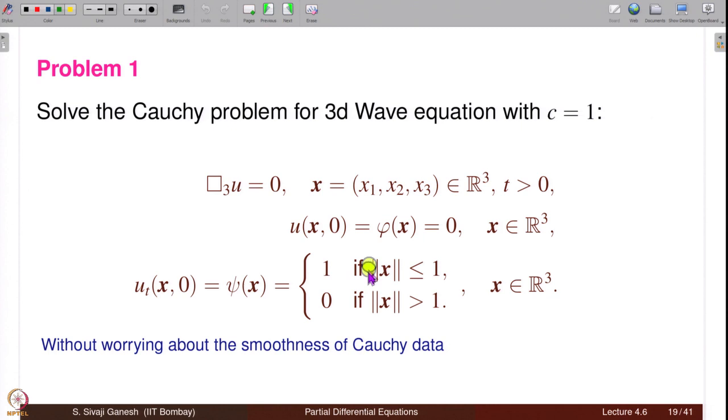So, as before, as we did for the wave equation in 1D, do not bother about this, that this is not a smooth function as required for a classical solution being given by the Poisson-Kirchhoff formula. Go ahead and compute the solution, 'solution' within quotes, because now we are not sure that it is a classical solution, but still go ahead and compute, that is what we are doing.